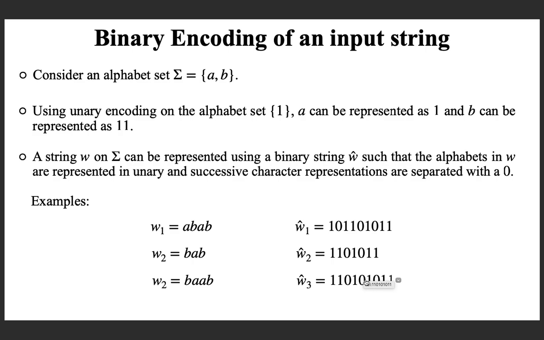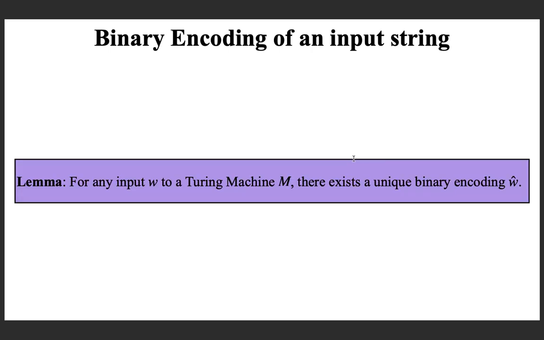So the take home from this slide is that on any alphabet set, a string can be represented in binary, and the binary encoding of a string W is denoted as hat W. So this is what we have seen. For any input W, which can be an input to a Turing machine M, there exists a unique binary encoding hat W. Now we have got enough information to define a universal Turing machine UTM.